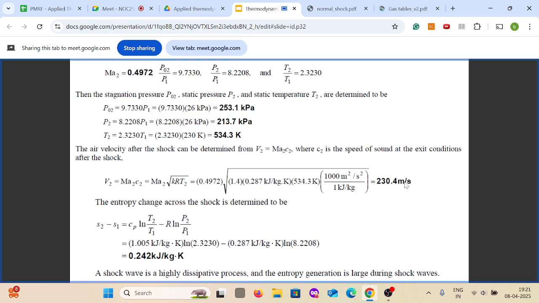So the entropy change across the shock is determined to be S2 minus S1 equals Cp ln T2 by T1 minus R ln P2 by P1. So T2 by T1 and P2 by P1 we have already got from the chart or the table. So substituting the values, Cp is 1.005 and R is 0.287, we get S2 minus S1 as 0.242 kilojoule per kg Kelvin. So the shock wave is creating a dissipation, and the shock wave is a highly dissipative process, and this is because of the flow through the shock wave.